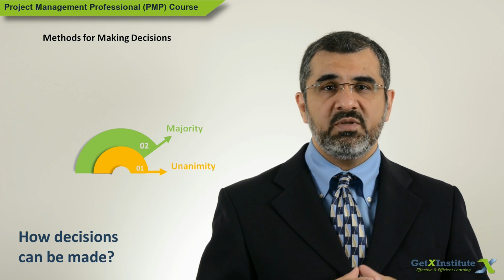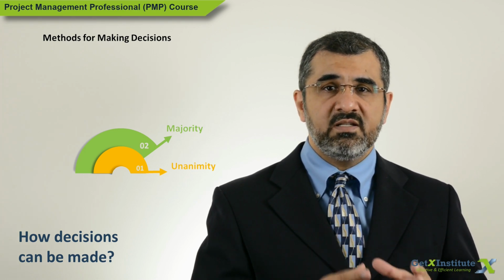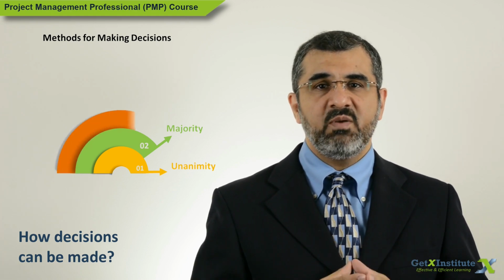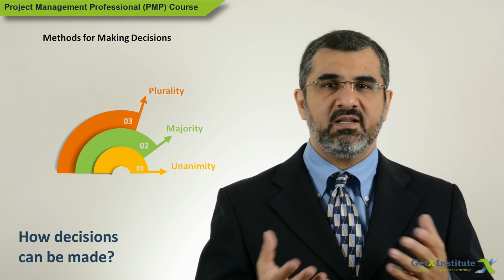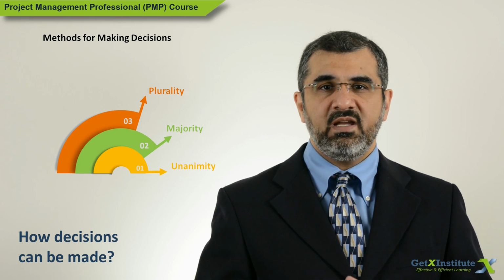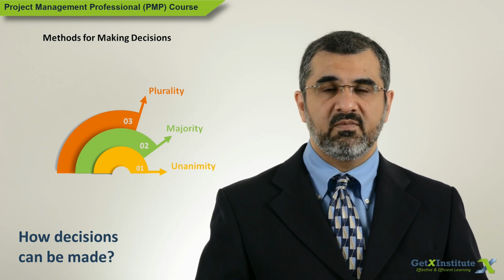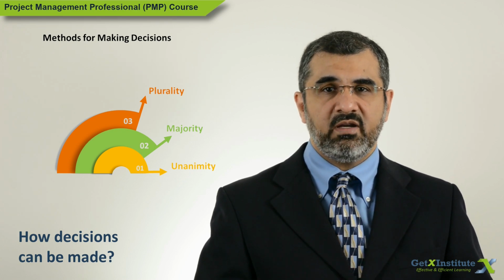Third method, plurality. The option that gets the largest number of votes is selected. The number of votes does not have to be more than 50%, but just need to have more votes than any other option. Elections are an example of that, where the candidate who gets the highest number of votes wins the election. Fourth method, autocratic.